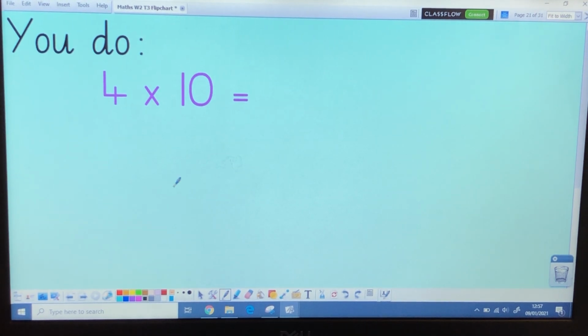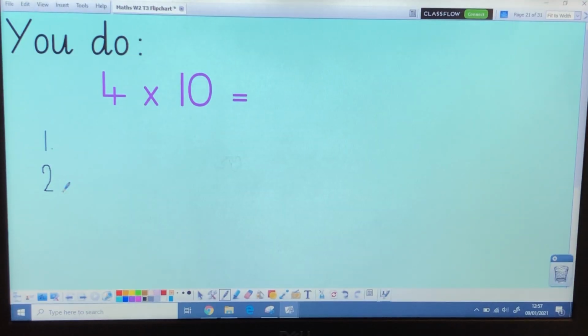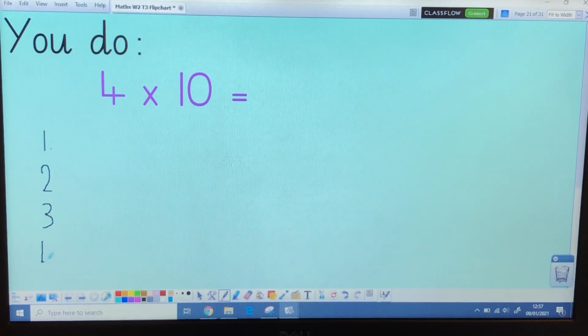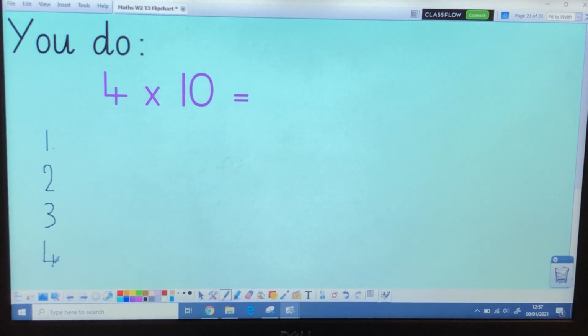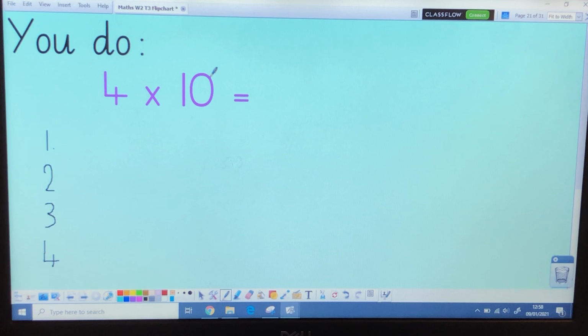So, that's right. This first number tells us how many groups we need, and we need 4. So I'm going to draw my 4 groups down the side. Oh, let's get rid of that bit. 3 and 4. Okay. Now we need 10 in each group, don't we? Because that's our second number. So we need 10 circles in each group.